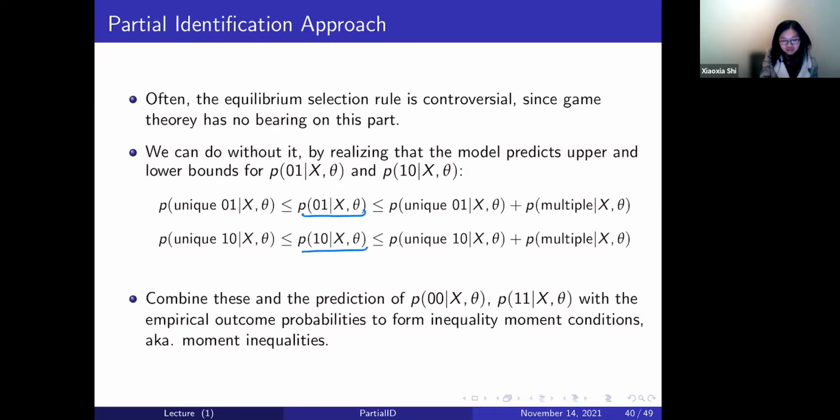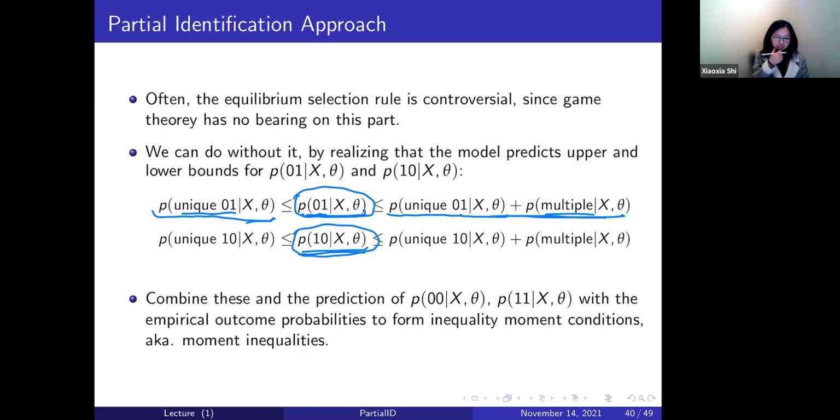A lower bound is easy, right? 0-1 can occur when either it's a unique equilibrium or it's one of the multiple. Therefore, the probability that 0-1 is the unique equilibrium is a lower bound, and the probability of unique 0-1 plus the probability of multiple, the sum of the two, is an upper bound. And same thing for the probability of 1-0. You can come up with these bounds for the two outcome probabilities that cannot be predicted by the model.